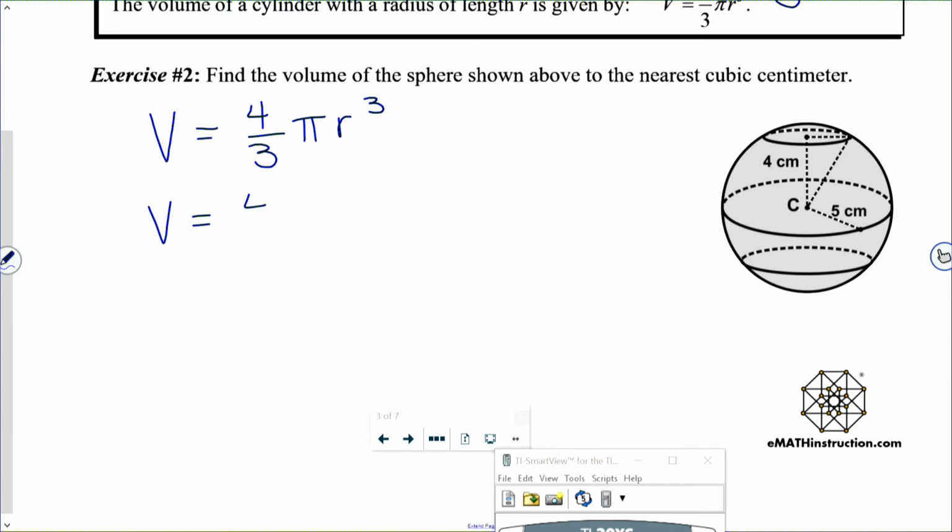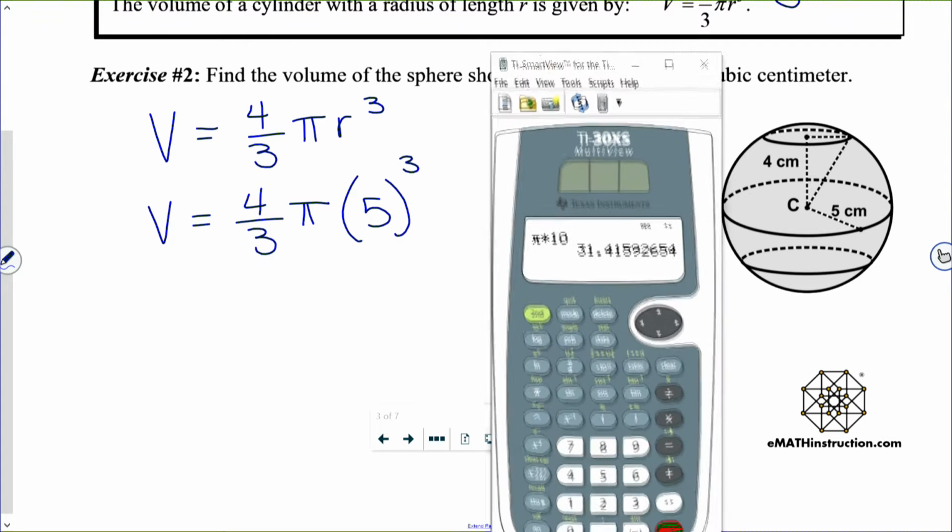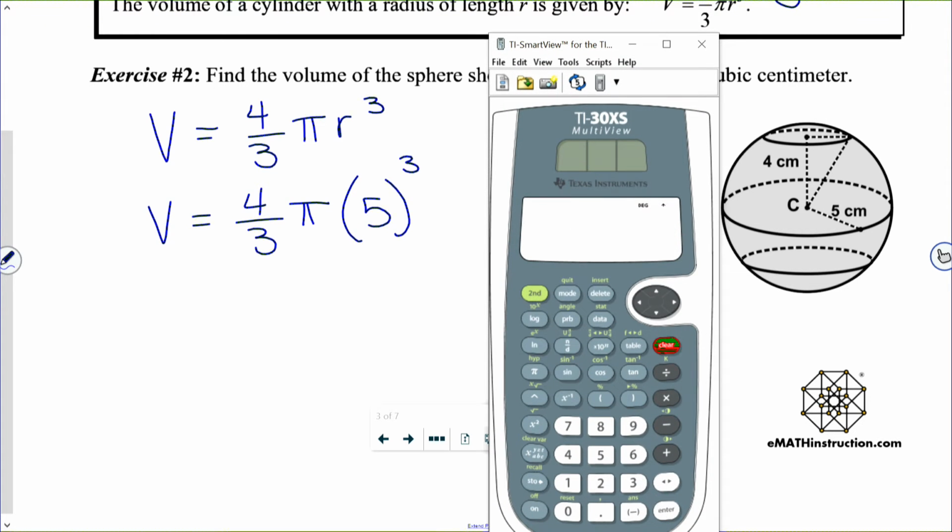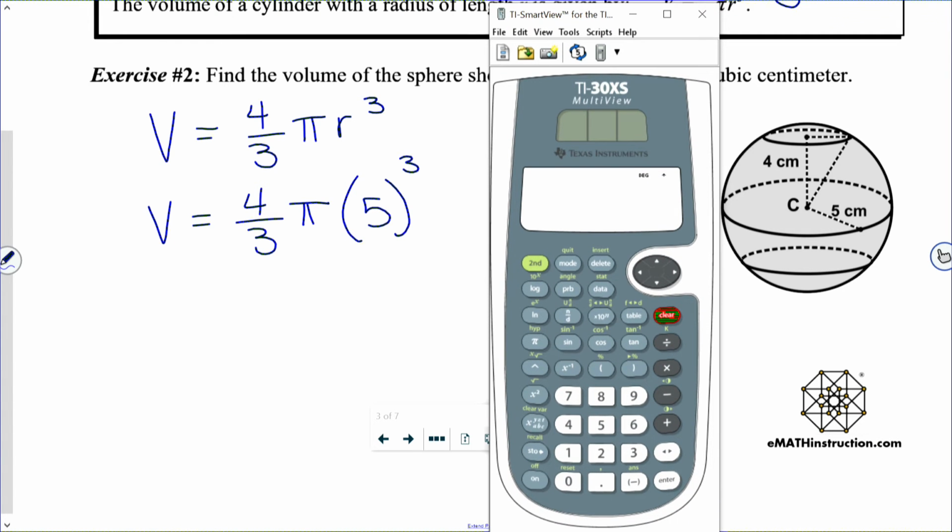All right, so one of the things that's great about a sphere is that the only number that matters is our radius, which in this case is 5. So we're going to have 4/3 pi times 5 cubed, and we're going to put it all in at once. Don't forget the pi, right? So we're going to do 4 divided by 3 for the fraction 4/3 times pi times 5 to the third.